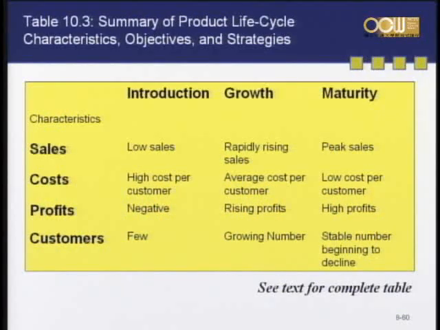Let me highlight what is very important here: sales, cost, profit, and customers. Introduction: low sales, high cost, in general negative profit, and few customers. Growth stage: rapid rising sales, average cost, rising profit, growing number of customers. According to the book, mature is a high profit, so that's put as high profit, not the growth stage. In a mature stage: peak sales, low cost, high profit. I don't know whether high is the highest or not, but anyway, assume it's true. Stable number of customers, beginning to decline. You have to watch out carefully for this when you play the game.